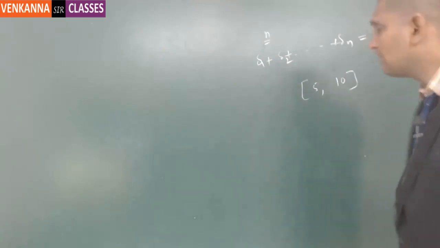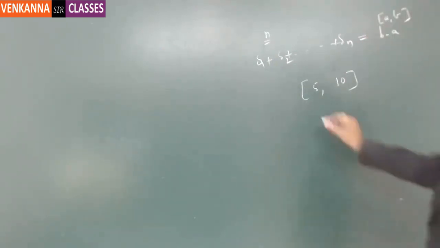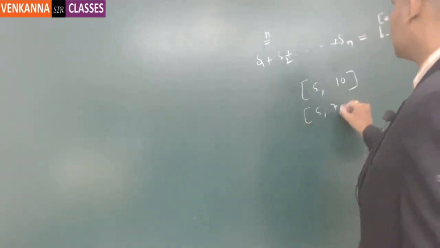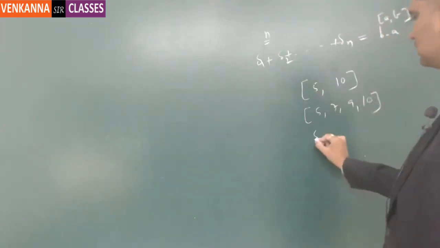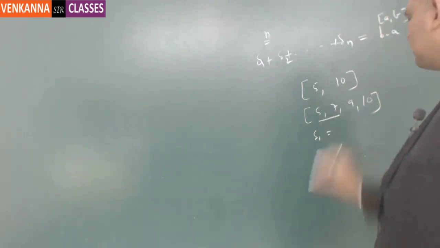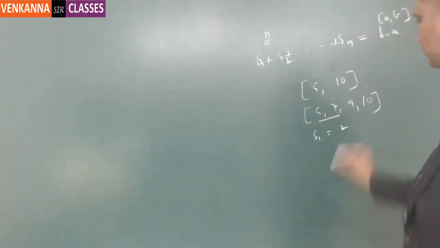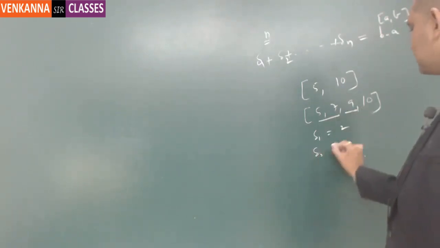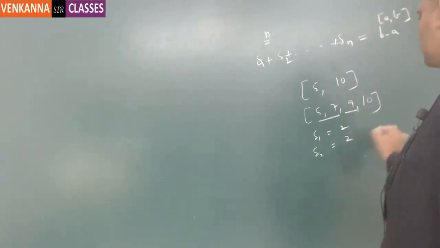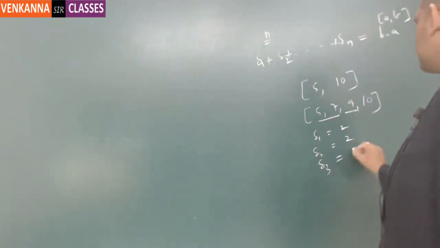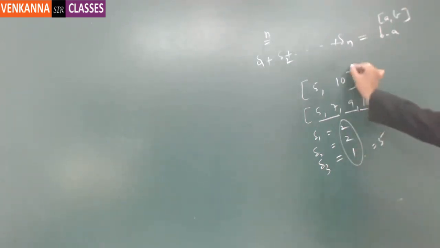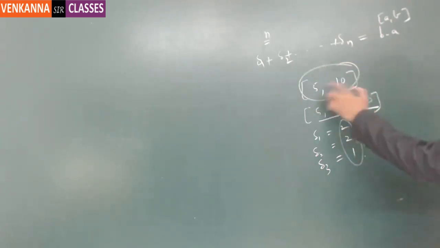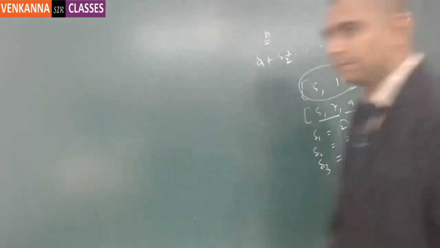Take the interval 5, 10. Let us take a partition 5, 7, 9, 10. So here you will get delta 1. This is the first segment, length is 2. Second segment, delta 2 is equal to 2, third segment 1. Now if you sum up all these values, the number is 5, nothing but the main interval length, 10 minus 5, 5. Okay.